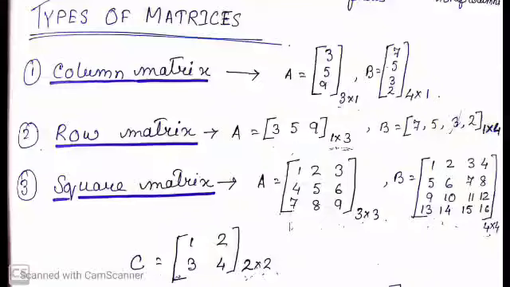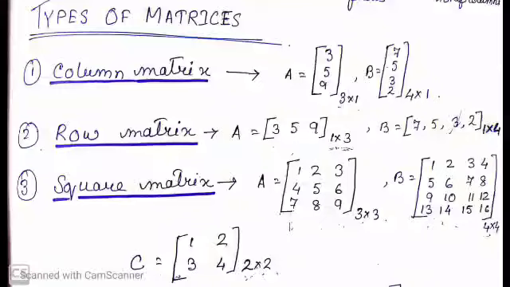The next one is the square matrix. What is square matrix? Square matrix is that matrix which has the same number of rows and columns. So the number of rows and the number of columns will be equal. So here I have given 3 examples. Matrix A has 3 rows and 3 columns, so order of the matrix becomes 3 by 3. In the second matrix, matrix B, we have 4 rows and 4 columns. So the order is 4 by 4. Matrix C has 2 rows and 2 columns, so order of the matrix becomes 2 by 2.